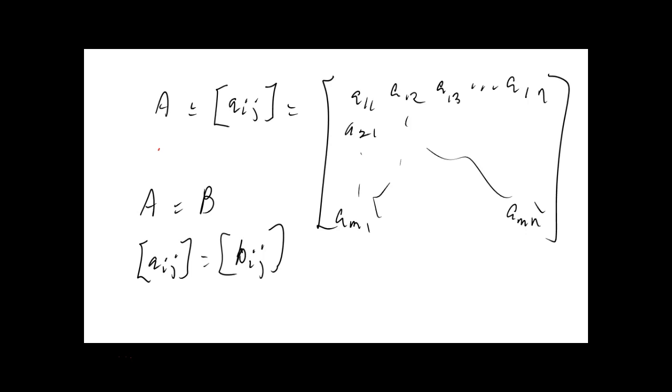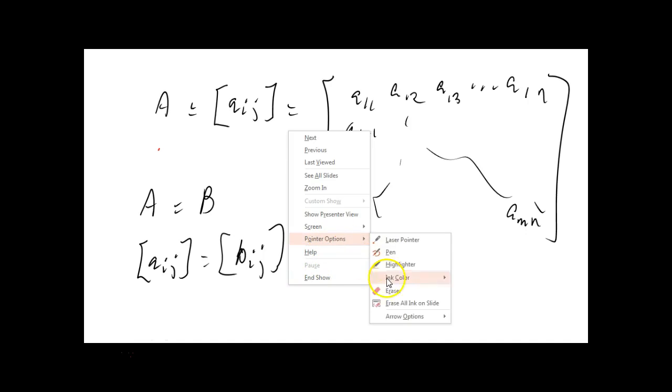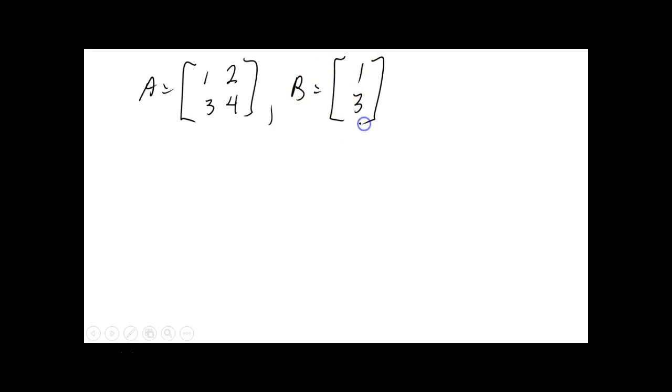All right, so let's look at example 1. Pretty simple example of that. Here are 4 matrices. Matrix A, a real creative one: 1, 2, 3, 4. B is a matrix 1, 3. C is a matrix 1, 3.